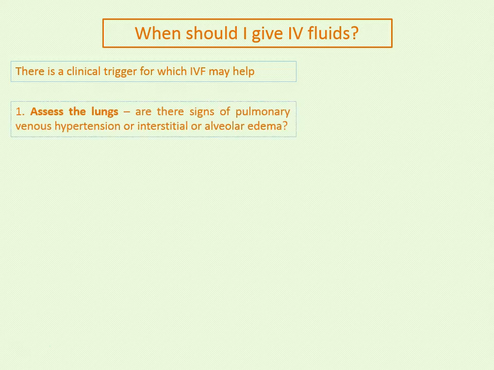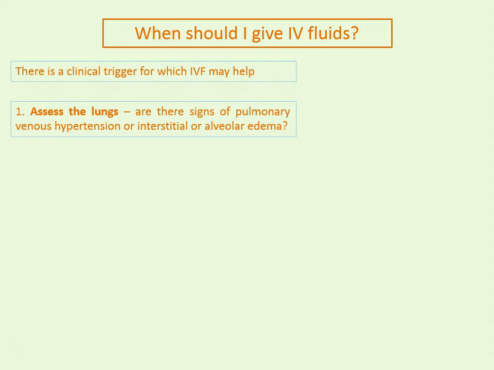And there needs to be some sort of pretest probability whereby you think augmenting preload will help this patient's stroke volume. So in order of importance of vital organs, the lungs are scientifically proven to be the most important organ in the body. So the first organ system that you have to assess for risk is the lungs. And for this, you look predominantly at the left heart, but you're not looking at the heart for the heart's sake. You're actually looking at the heart for the lung's sake. So there's a number of different echocardiographic assessments that you can do to assess the risk to the lungs, but you're looking for signs of pulmonary venous hypertension and interstitial or alveolar edema.